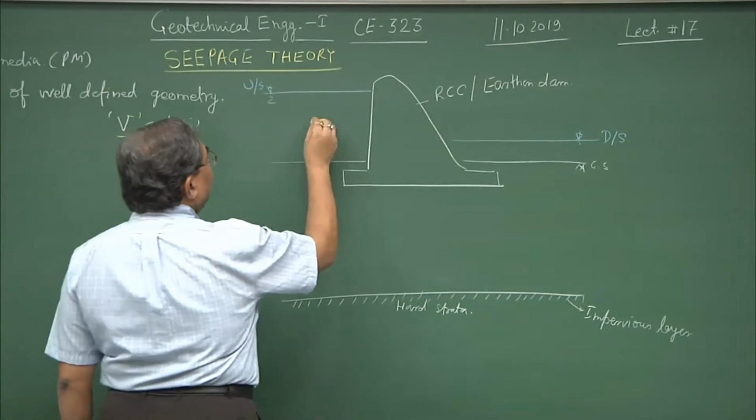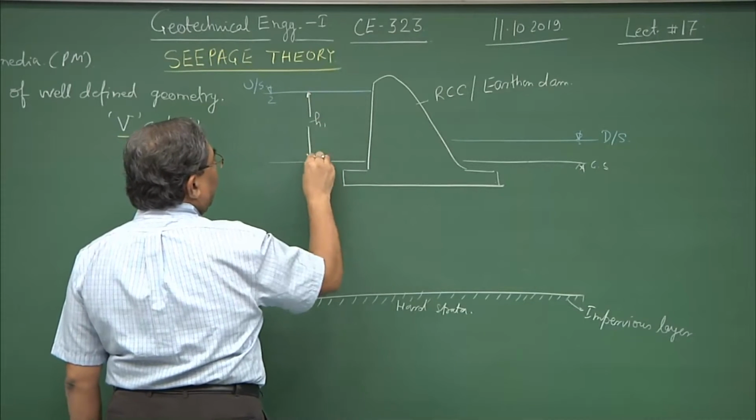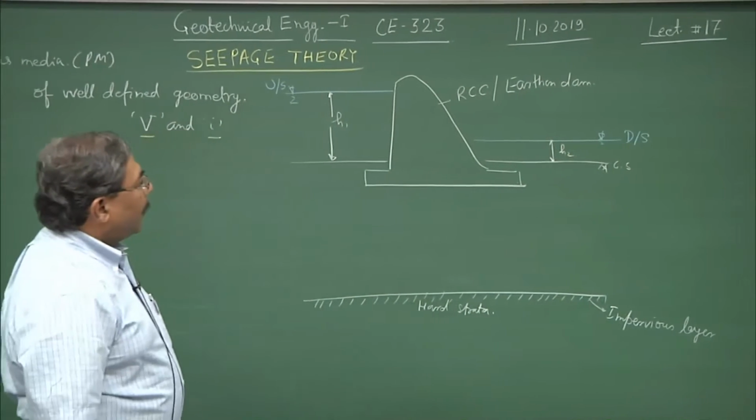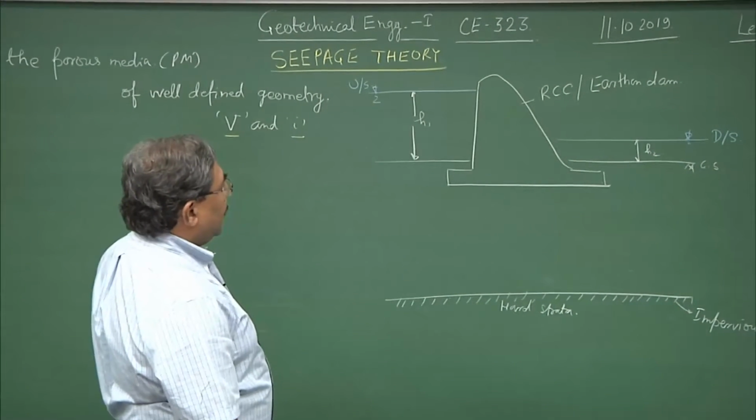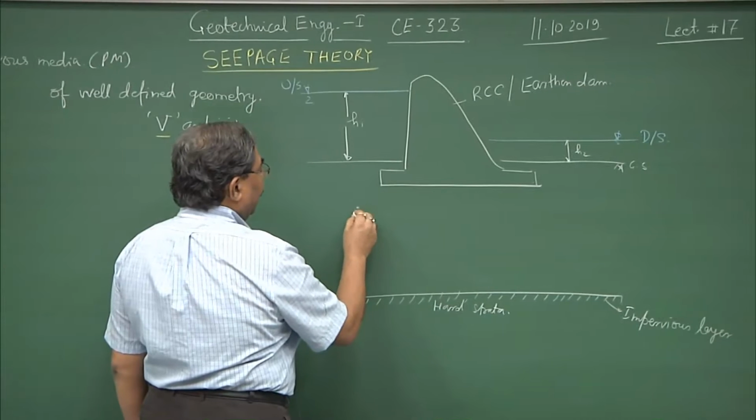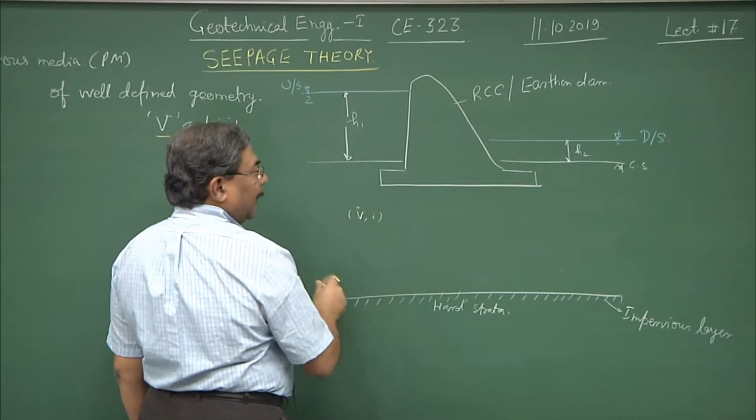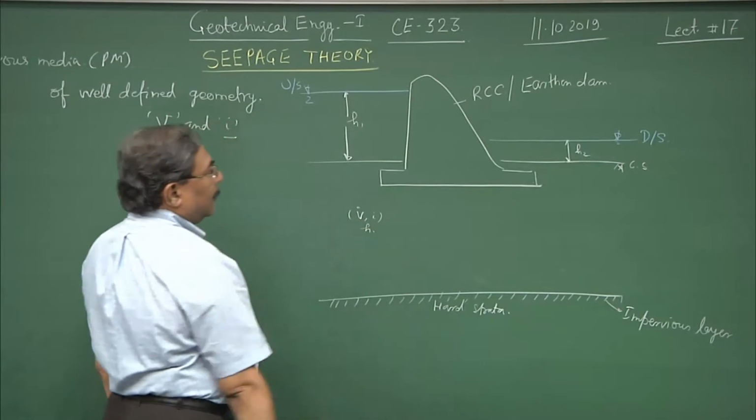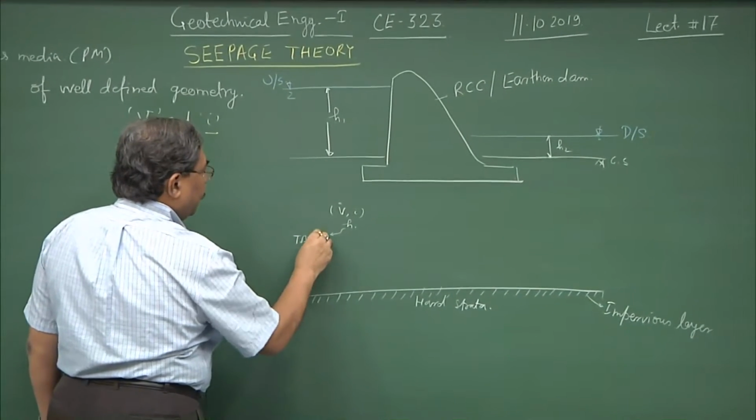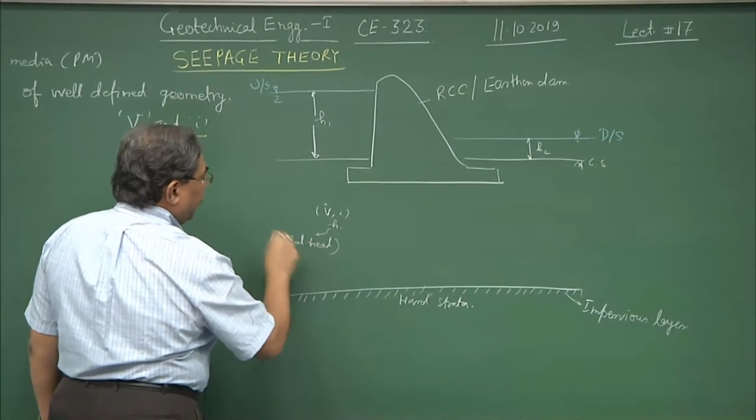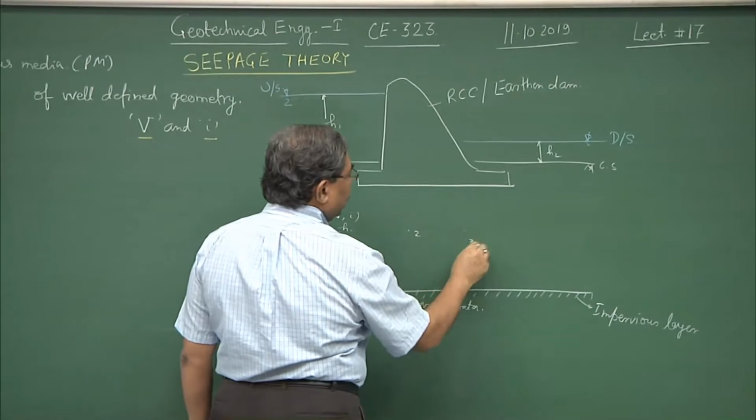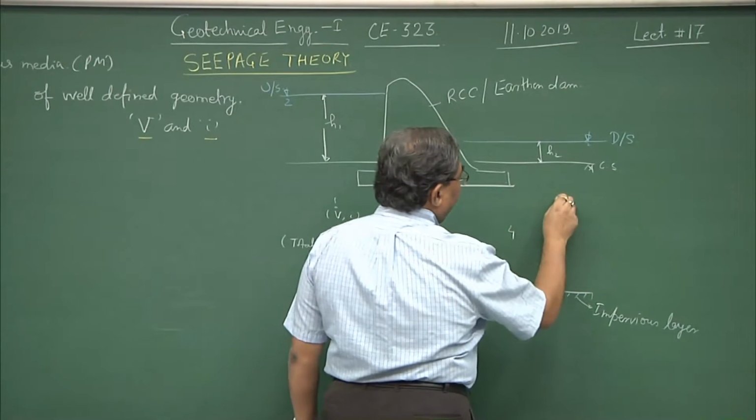If I define this as H1, and the height of the downstream water column is H2, I hope you realize that it would be very difficult for me to find out the value of v and i, and for that matter even the h value, where h happens to be the head at different points. So, this could be point number 1, point number 2, point number 3, point number 4, 5 and so on.